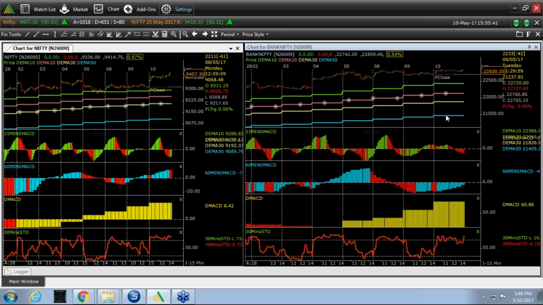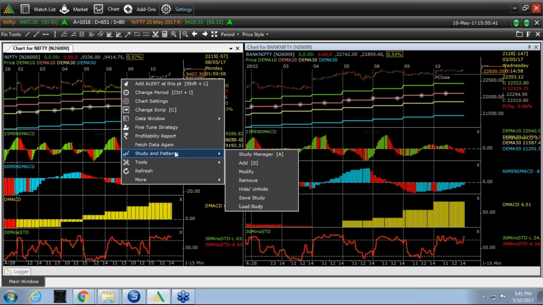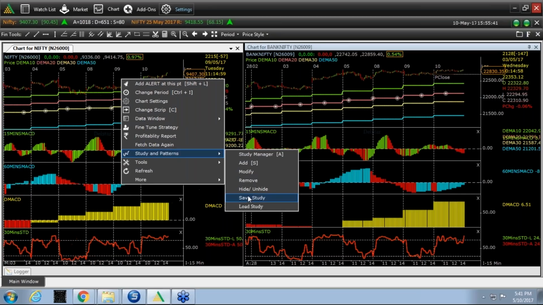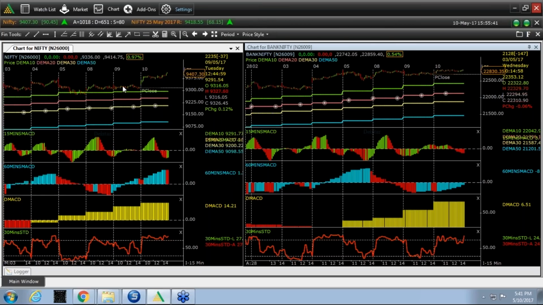The best part is you can also save this. You can do a right click. You have here study and patterns, save study. It will open a window, you can put a name to it, whatever you want to give, and save. Next time when you want to open it, you simply do a right click, and load study. So automatically you can load your study.